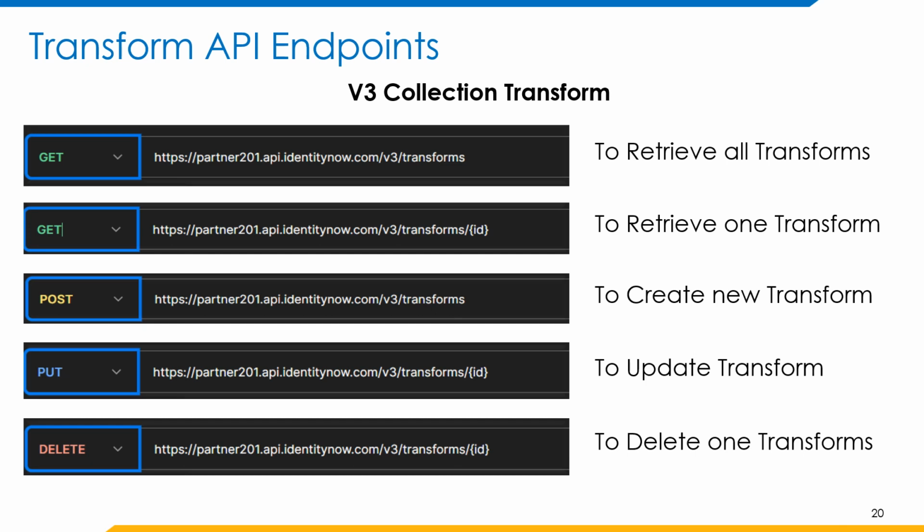Next is the post method. If you want to create a new transform, we need to use the post method. Next is the put method. If you want to update the transform, we can use the put method. There we require the ID of the transform you want to update. Next is the delete method. If you want to delete the created transform, we can use the delete method, and we also require the ID of the transform that you want to delete. In the next slide, we will see how to use the transform methods.